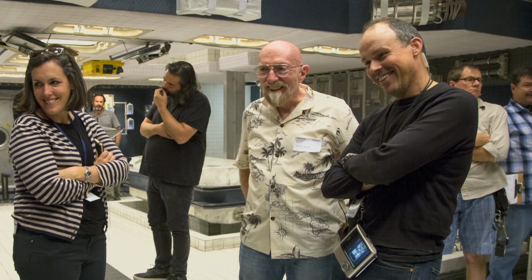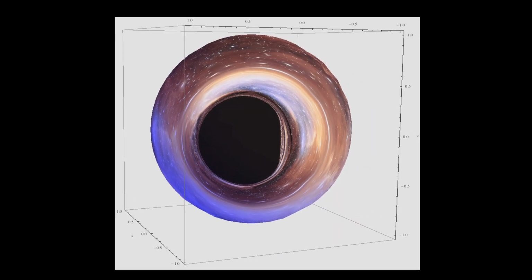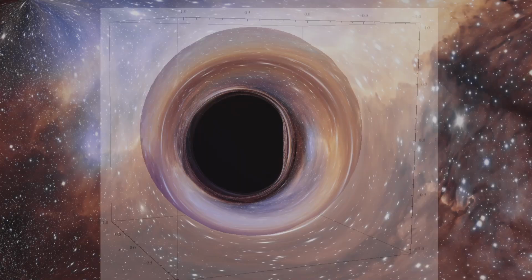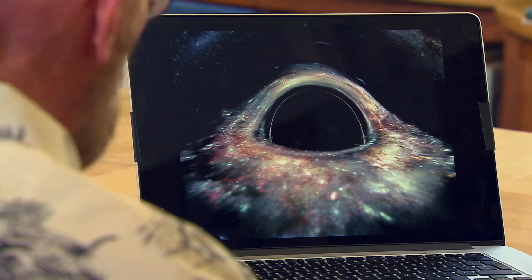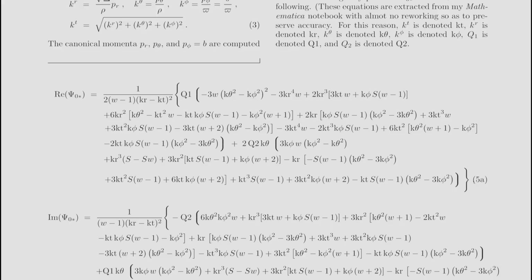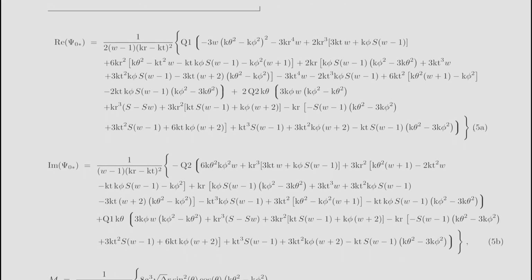The visual effects department under Paul Franklin and everybody at Double Negative took Kip's mathematical data and they created real visual representations of what a black hole is meant to look like. The collaboration has produced visualization of things which nobody had ever managed to do before. We potentially may have discovered a couple of new things that were lurking there inside the mathematics, inside the physics.